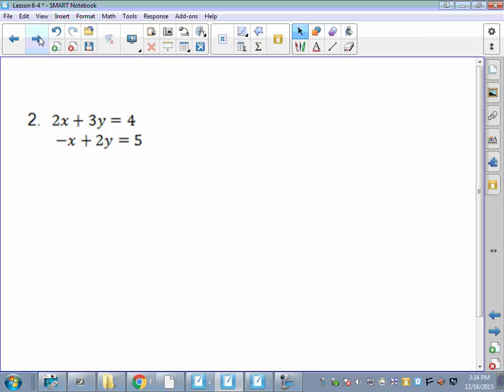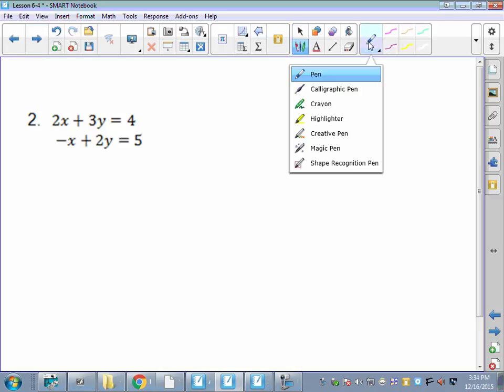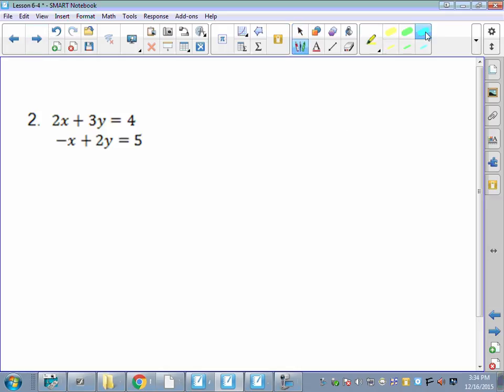Let's hop up. I'm going to skip number 2. Feel free to do that one. When I look at number 2 and I look at my coefficients, hopefully you can spot which one's easiest to eliminate. For the x's, I've got a positive 2 and a negative 1. And for the y's, I've got a 3y and a 2y.